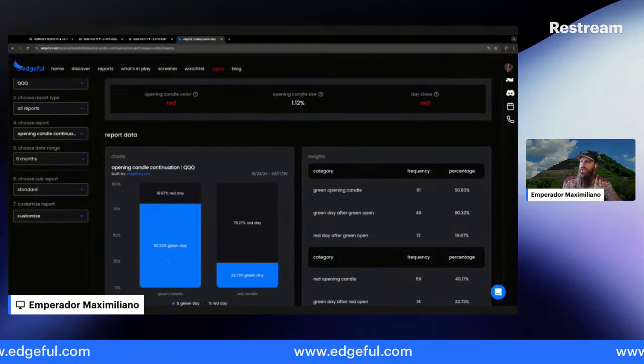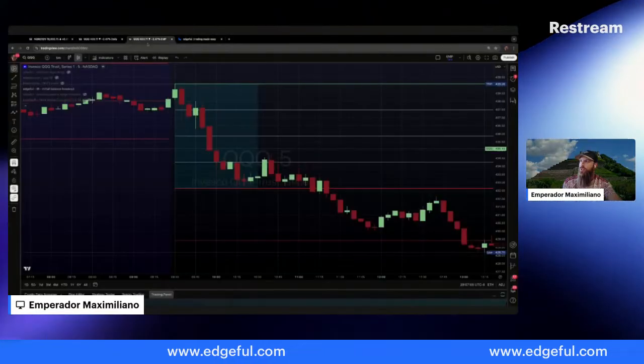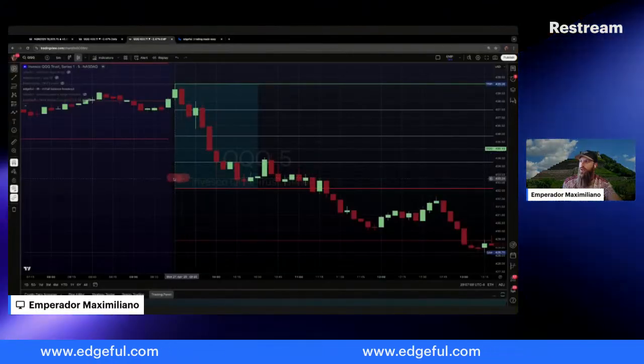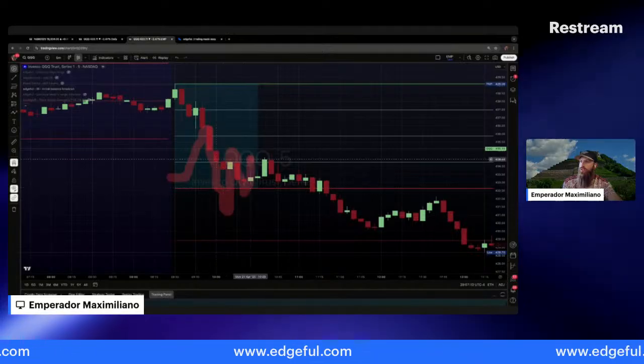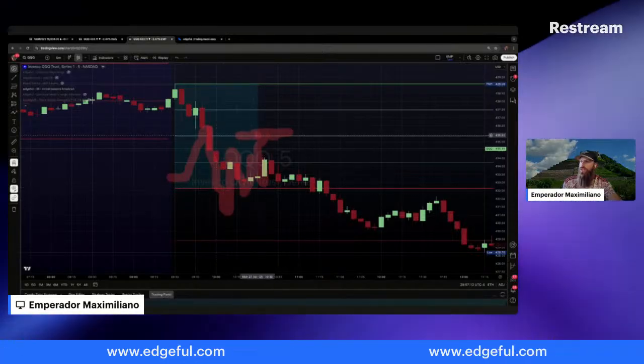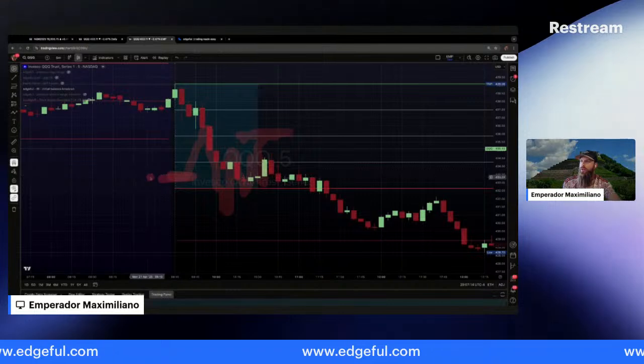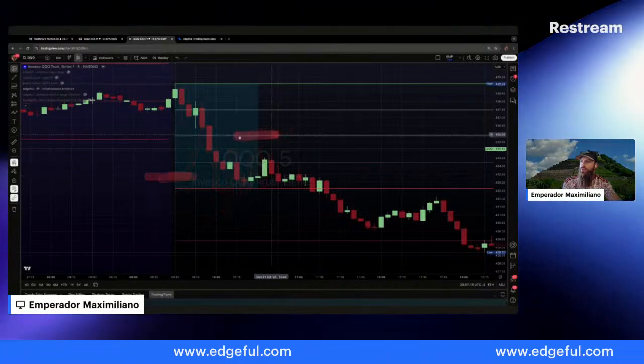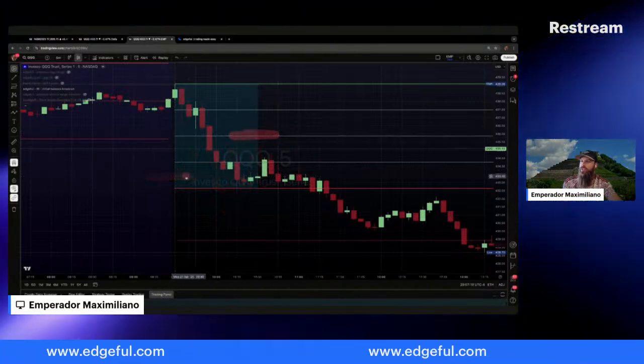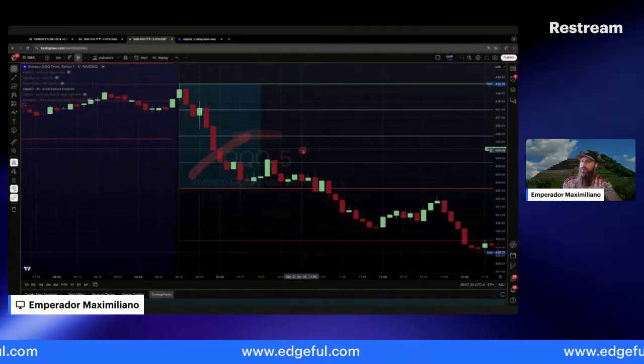Look at the opposite: 80% green if you have a green first hour. So if we opened here, it doesn't matter what happens in between. If you close at the end of the first hour above where you open, that's an 80% chance that you're going to have a green day.